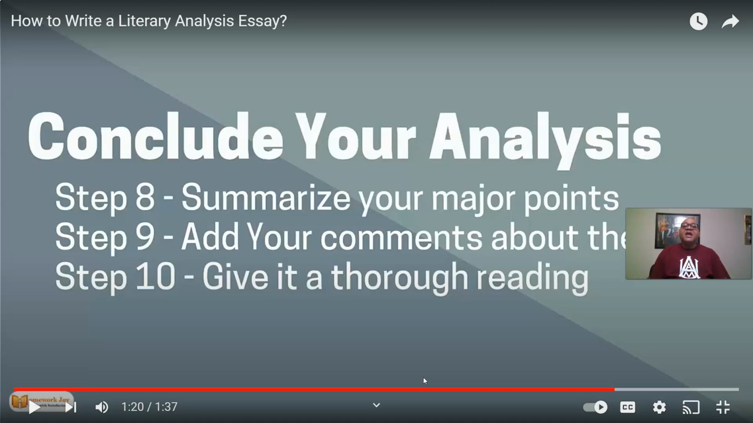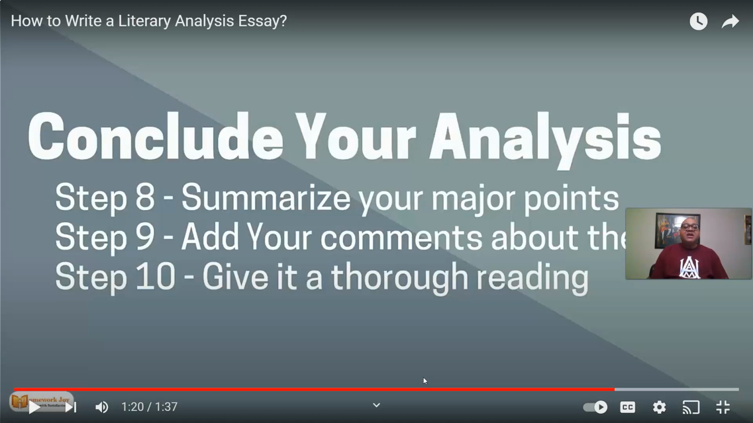So you are going to add your comments, and we talked about this with the research paper. After you summarize the paper, how did this affect you? What's going to be your overall interpretation? What did you take away from the story? How can you relate what happened in the story to your own life? And you want to tell us that because this is the analysis part of the literary analysis.